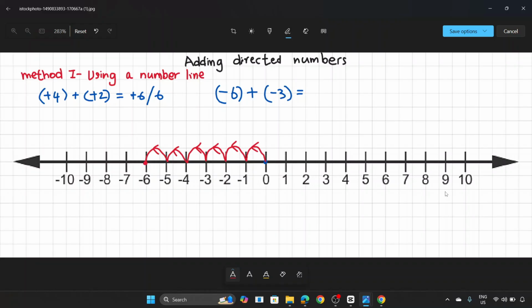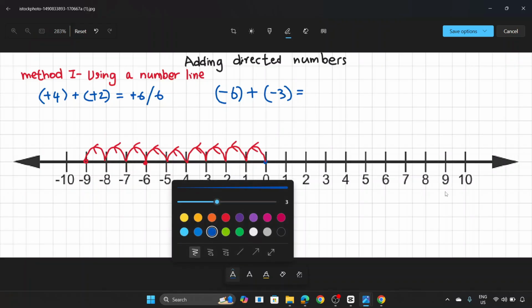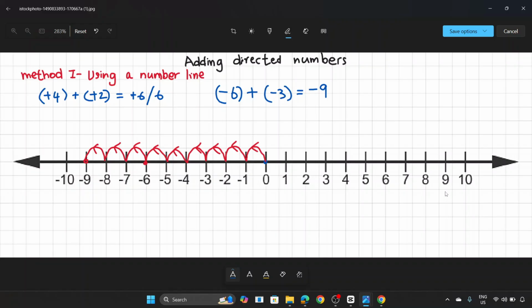Then let's consider our next number, negative 3. Again, it is a negative sign. So we have to jump 3 places again to the same side, the negative side. So where have you stopped? You have stopped at negative 9. So what is the answer? Negative 9. Here, the sign is a must.